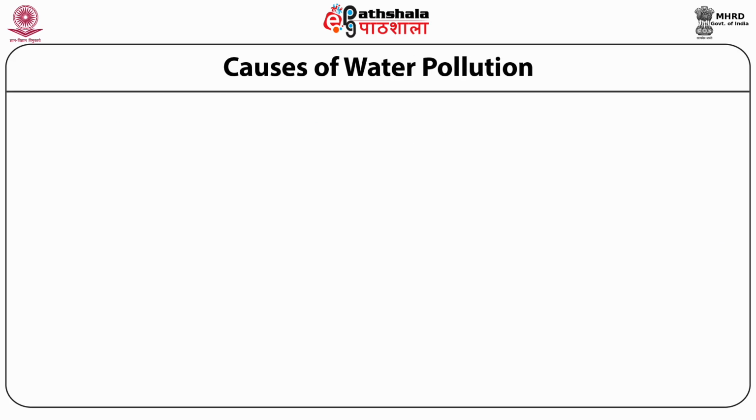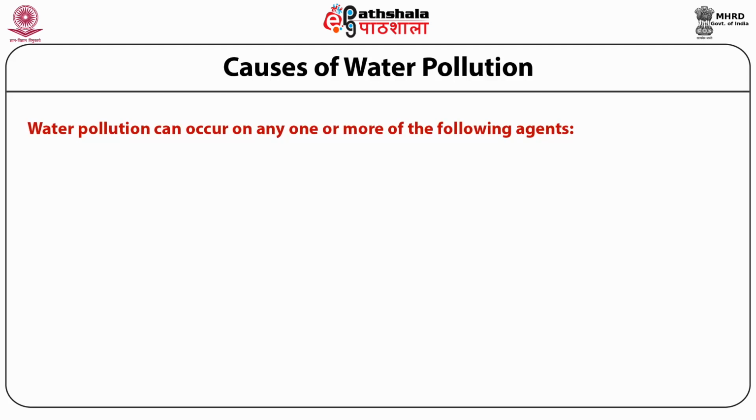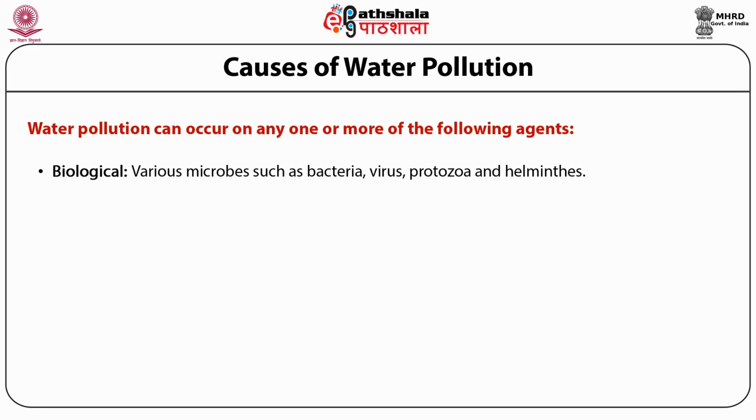Causes of water pollution. Most human activities are the prime cause of water pollution. Rapid increase in population, intensive agriculture, growing industrialization, and urbanization have resulted in deterioration of water in the natural reservoirs. Water pollution can occur due to any one or more of the following agents. First is biological. The growth of various living microbes such as bacteria, virus, protozoa, and helminths.